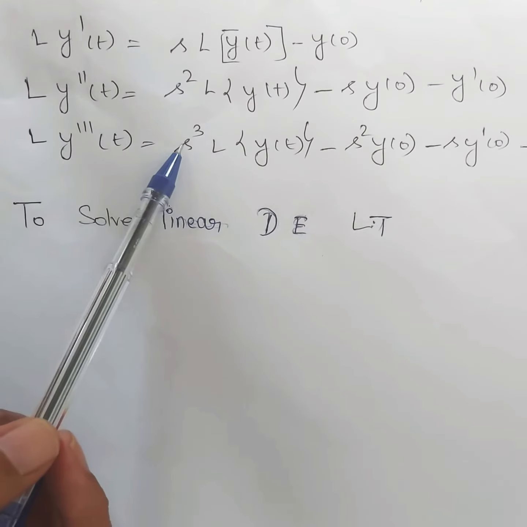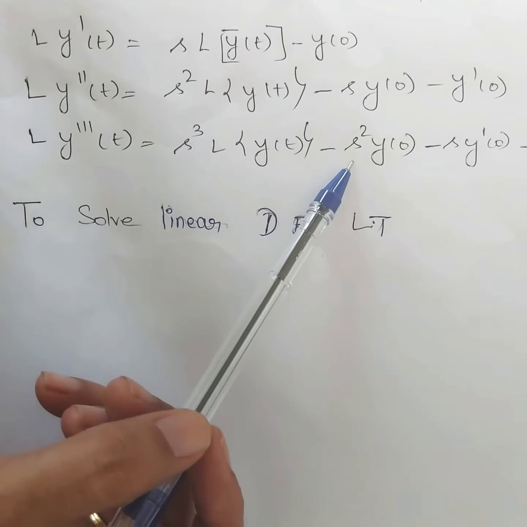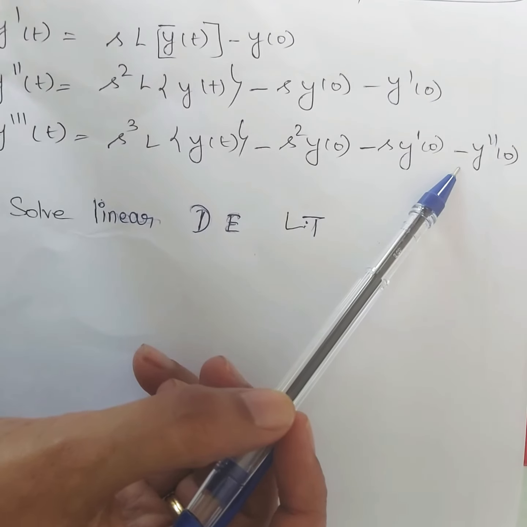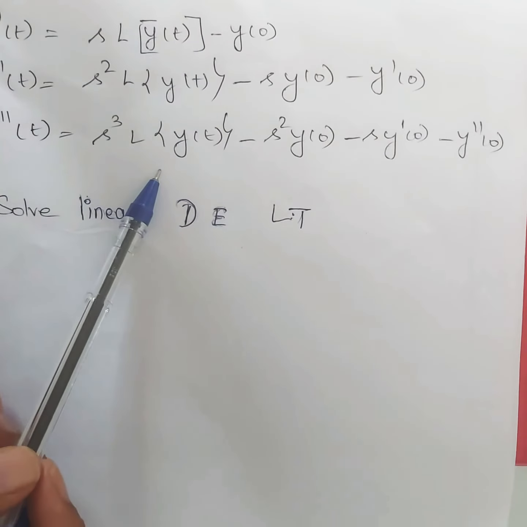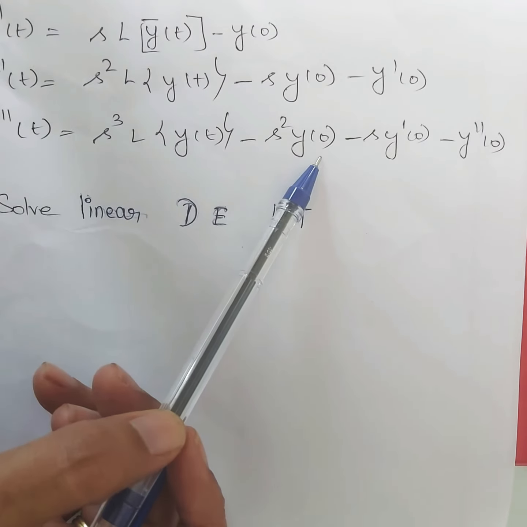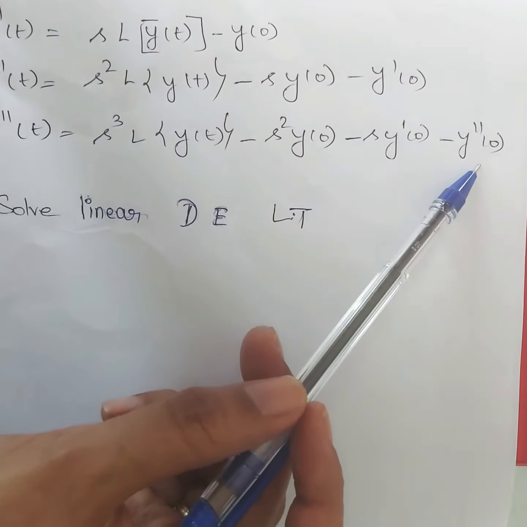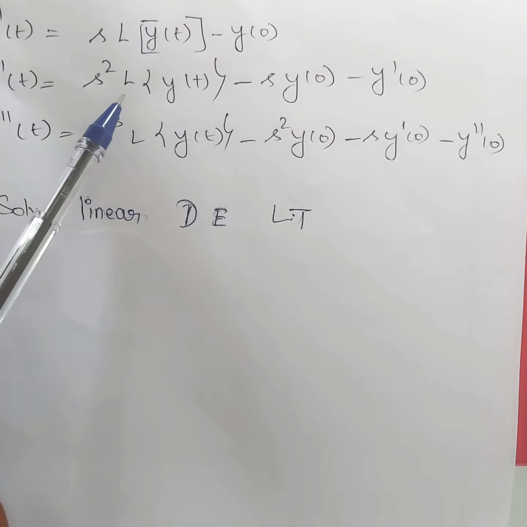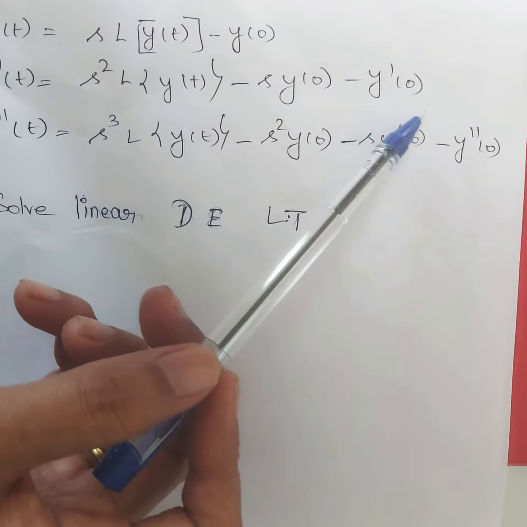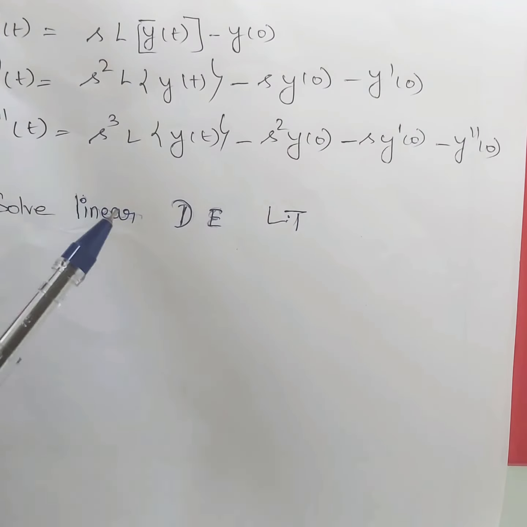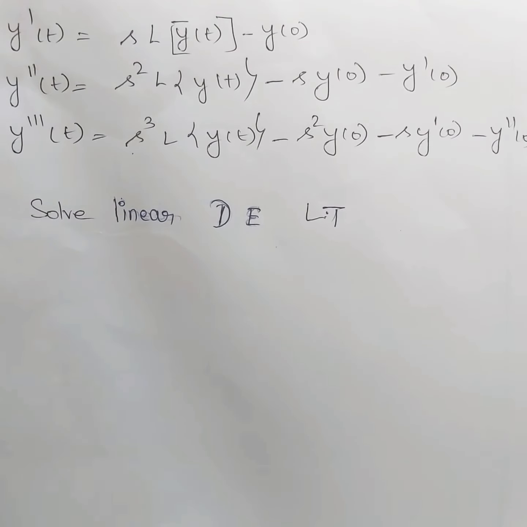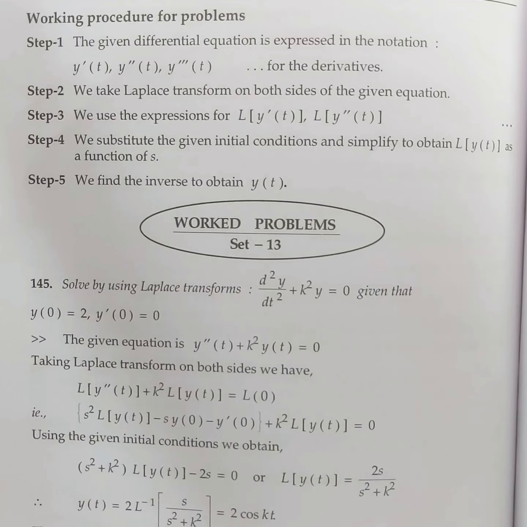And then you can guess here. You can start with s cube minus s square minus s minus constant. This is the pattern. And see here, only the first term will have Laplace of y of t, then the second term will have y of 0, then y dash of 0, then y double dash of 0. Even if you see here, L of y of t and then y of 0, y dash of 0. So slowly the derivative power will increase here, and what is the highest power? Y triple dash of t means I will start with s cube. Okay. Now I will explain the procedure.